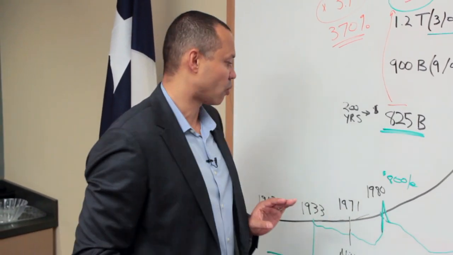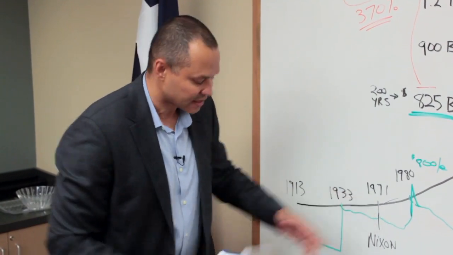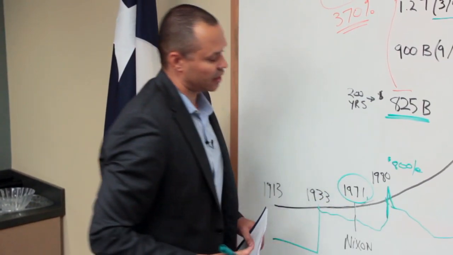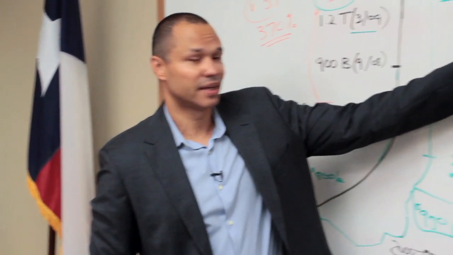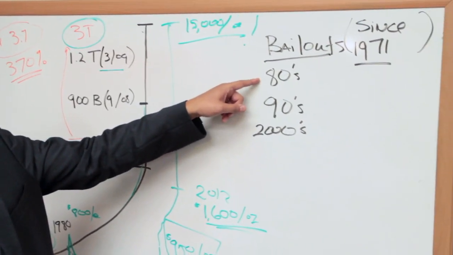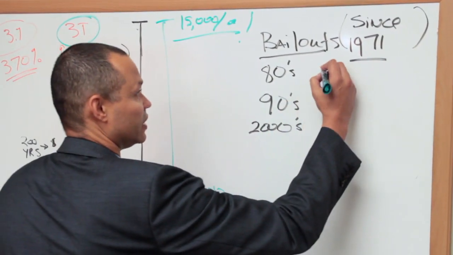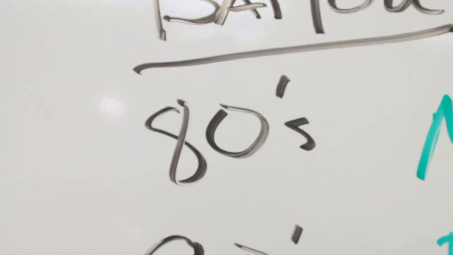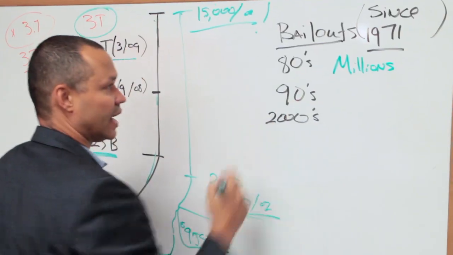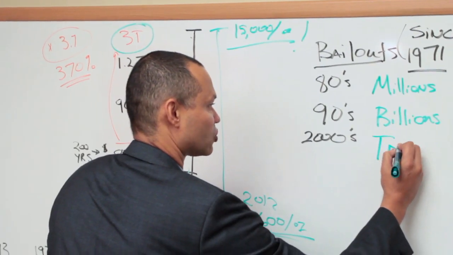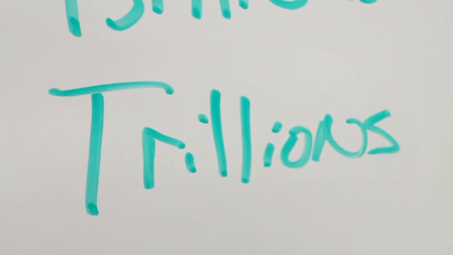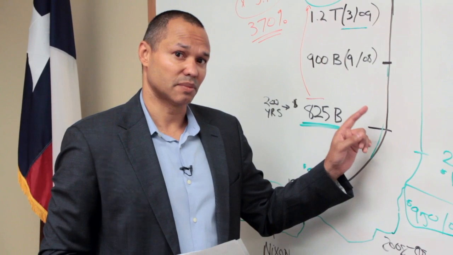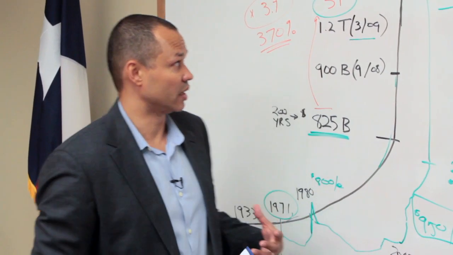Now, a couple other things that are important to note. Since 1971, when we went off of the gold standard for the second time, let's look at what happened. We've always had bailouts, and in the 80s, bailouts were in the millions. In the 90s, bailouts were in the billions, but look in the 2000s, bailouts are in the trillions. So I challenge you to think about what's going on in the world today. Is there any validity, is there any truth to what I'm saying once you really step back and take a look at what's going on?